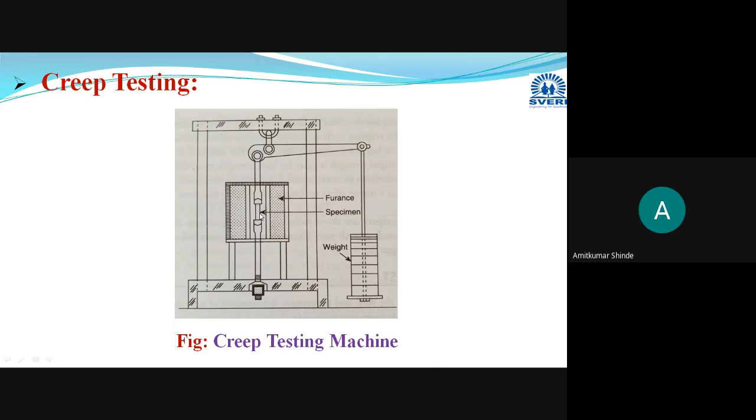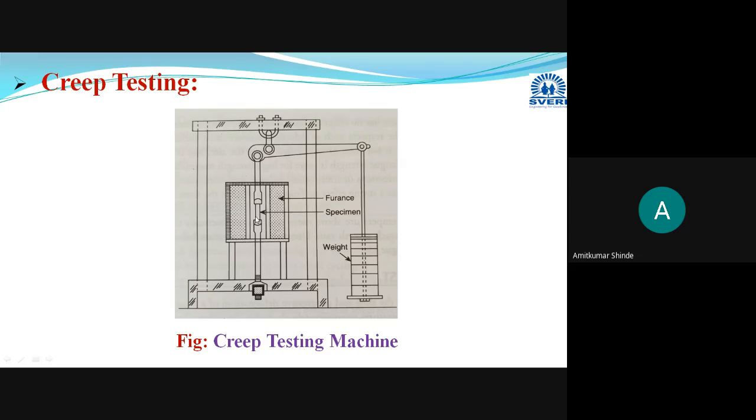Here, exactly at the center, you can see the specimen is fixed, and we are using a furnace arrangement. This is the furnace, and inside that furnace we are keeping the specimen. With the help of this furnace we can keep a constant temperature. We use this furnace to keep the temperature of the specimen at a particular value, and generally the value taken is 0.4 times the melting point of that metal. It helps in maintaining a constant temperature.